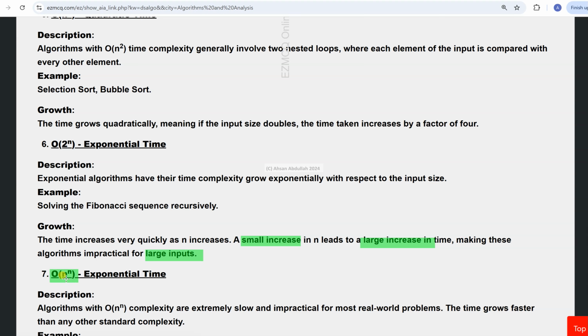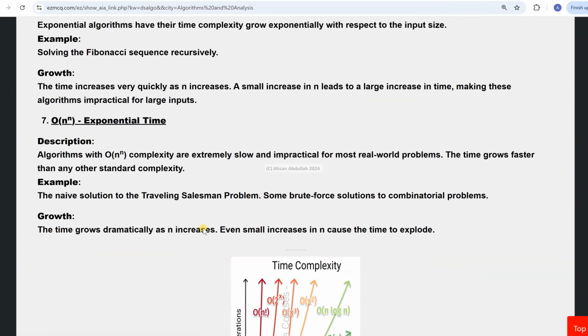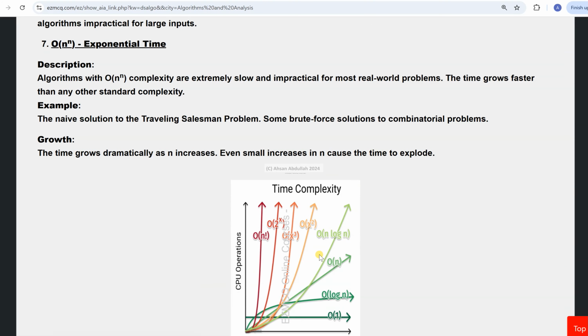So this is n power n. So variable power variable. This is constant power. This is not a polynomial. This is also not a polynomial. So these are slow and impractical for most real problems. Okay. To give you an example, the traveling salesperson problem, which is of very practical utility. But even small increases in n cause the time to explode. So for example, when n is 1,000, 1,000 factorial is a very big number. To be very precise, 1,000 factorial consists of 2,567 something digits, a very big number.